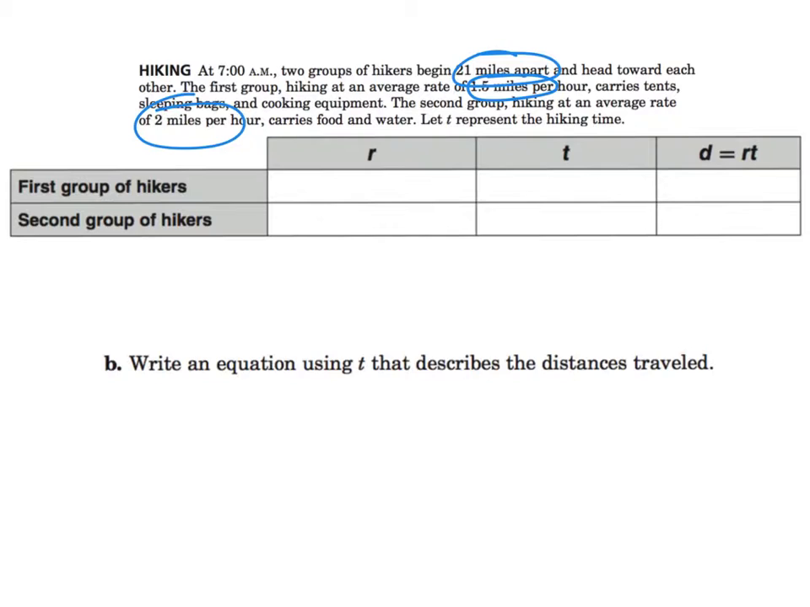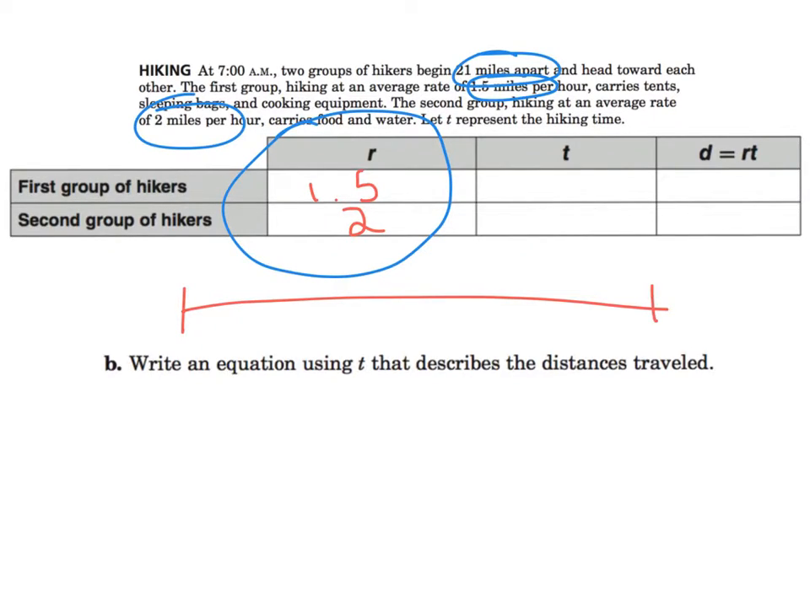Now, based off of this, I know I can fill in this first column of my chart. The first group of hikers goes at a rate of 1.5 miles per hour, and the second group goes at a rate of 2 miles per hour. Now, it also gives us what T should represent, and that's the time. And we know that they're traveling on this line, and that's 21 miles apart.